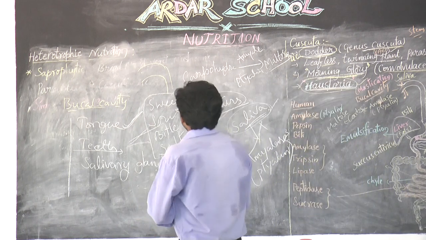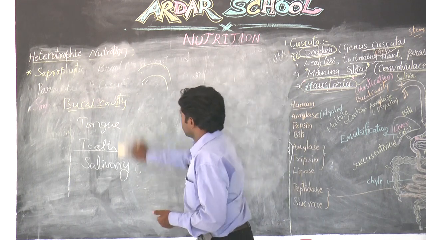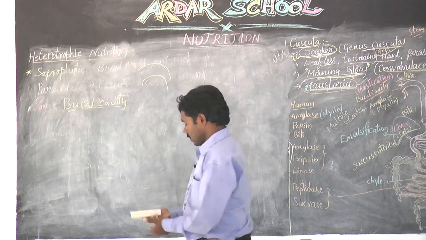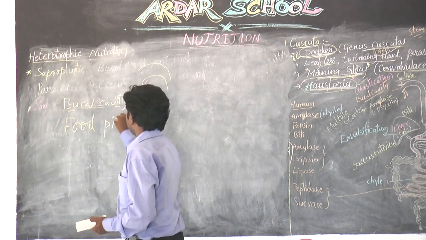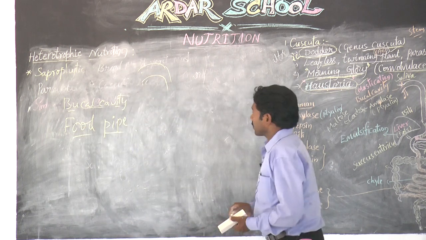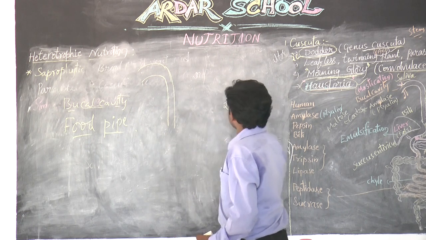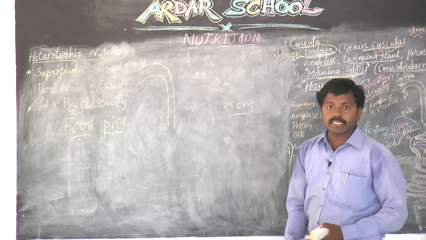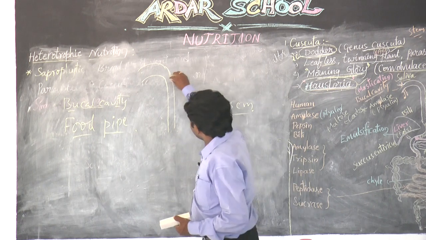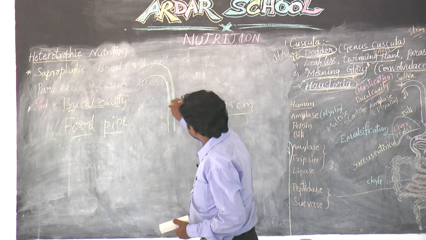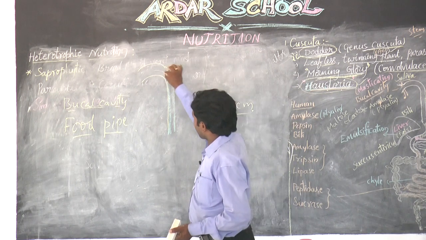Next one, the food pipe. If you observe the food pipe, it is 25 centimeters long. Inside the wall of the food pipe, a mucus layer is there, for when food is swallowed.